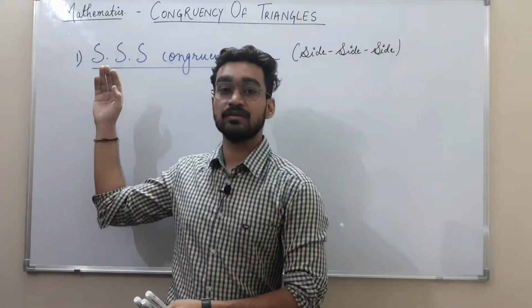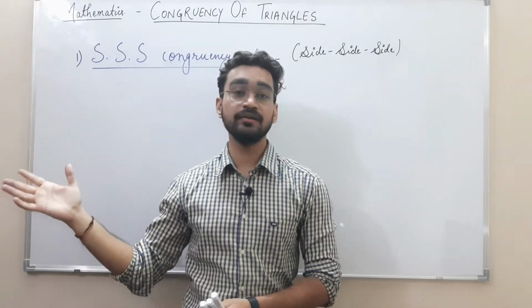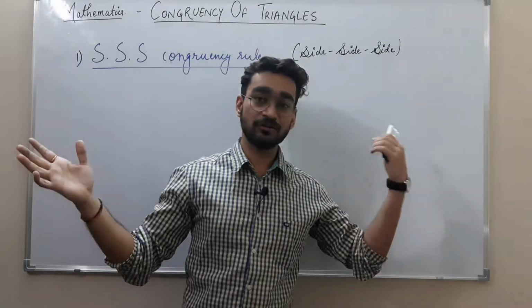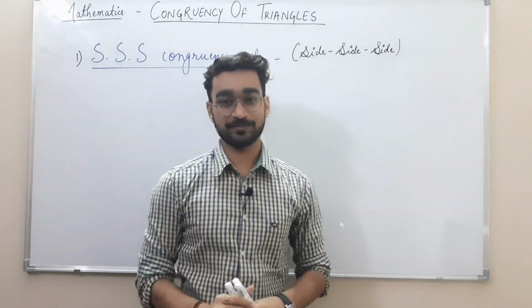The first combination is side, side, side. If you are proving that all the 3 sides of one triangle are equal to all the 3 sides of the other triangle, then these two triangles are actually congruent to each other.